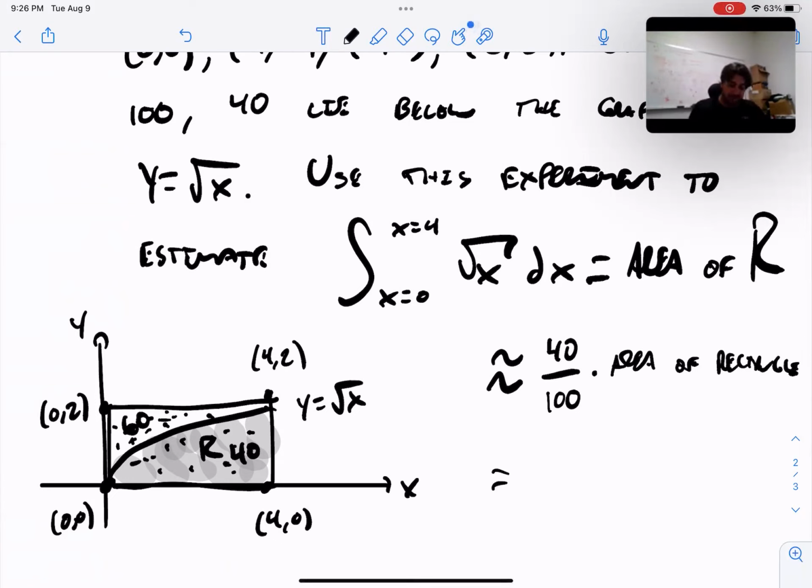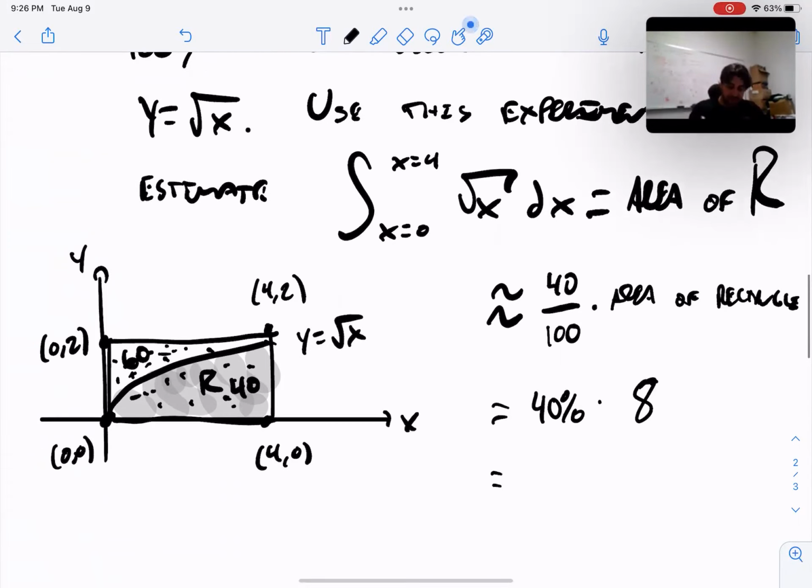So this is saying take 40% times what? What's the area of the rectangle? This is a 4x2 rectangle, right? So 40% of 8. So this would give me 3.2, right, as my area estimate. So that would give us an estimate for the value of this integral.